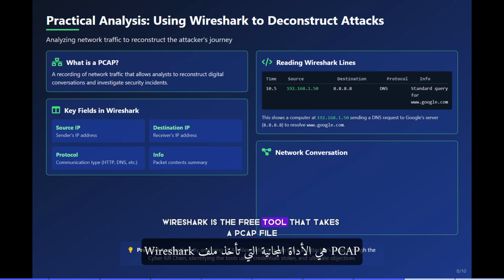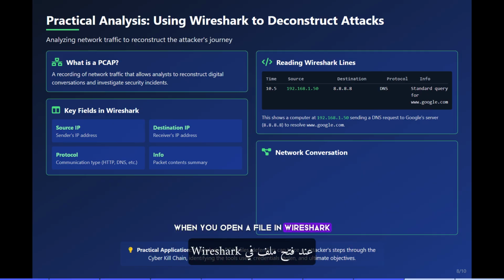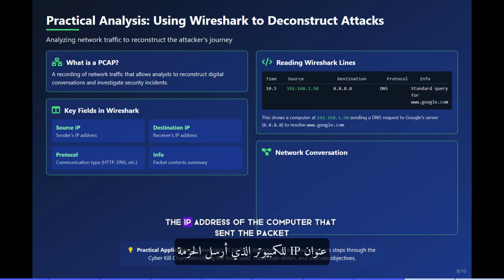Wireshark is the free tool that takes a PCAP file and displays the traffic in a human-readable format. When you open a file in Wireshark, you'll see several key columns. Source IP, the IP address of the computer that sent the packet.